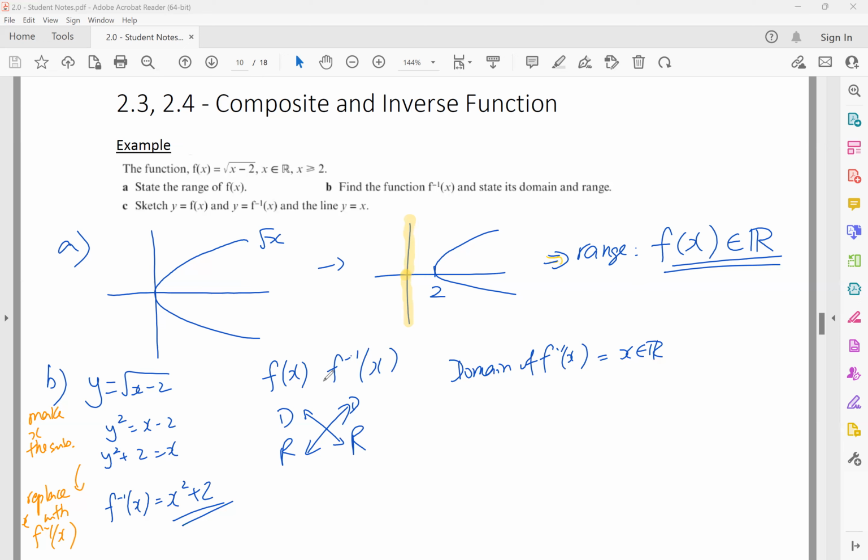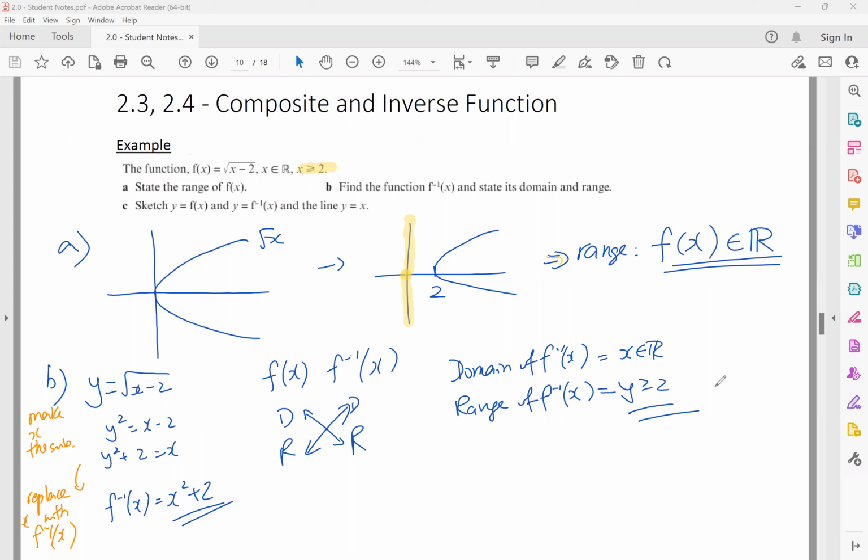The domain of the original is actually hidden in the question. That's x greater than or equal to 2. That's the domain. So therefore, the range of the inverse, it was x greater than or equal to 2, now it becomes y greater than or equal to 2. So that's the range of the inverse.